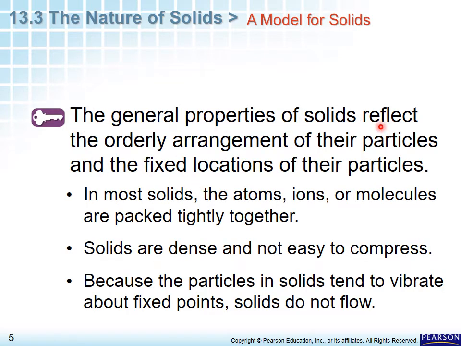The general properties of solids reflect the orderly arrangement of their particles and the fixed location of their particles. In a solid, the atoms, ions, or molecules are packed tightly together. That's why we call it solid. So what is a solid? Solids have definite shape and definite volume because they are tightly packed. It doesn't matter if you hang it or put it on the table, it maintains its shape. So it's called definite shape, and it has definite volume.